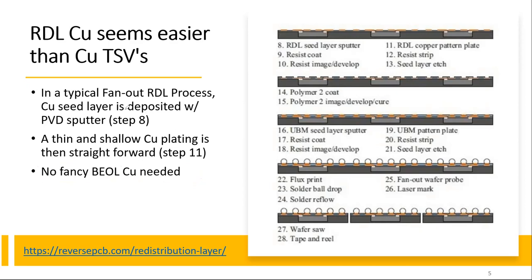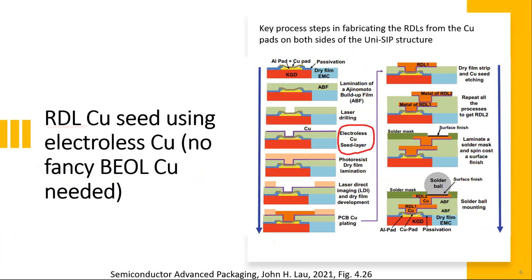Here, I want to stress that the copper seed here is PVD sputter. But these days, some people would suggest using electroless copper. If you can do it, that's fine. If your space can do it properly, that's okay. All right, so pretty much here I'm repeating what I'm saying in a picture, in a more picturesque schematic.